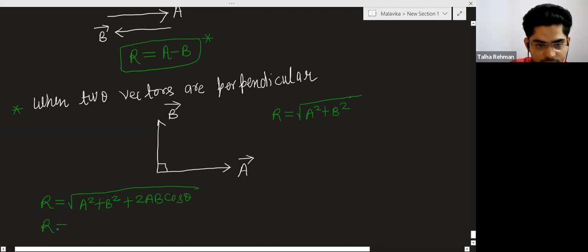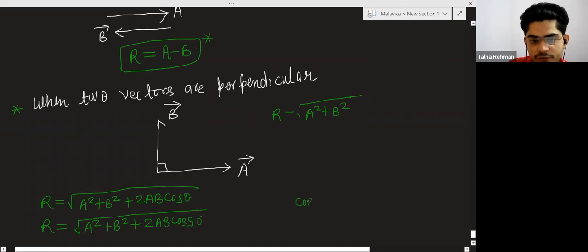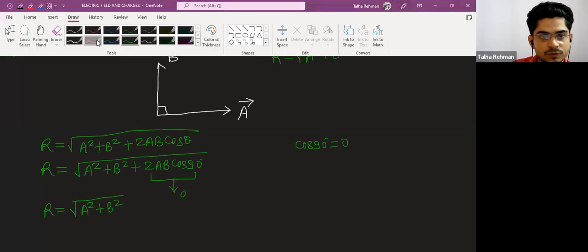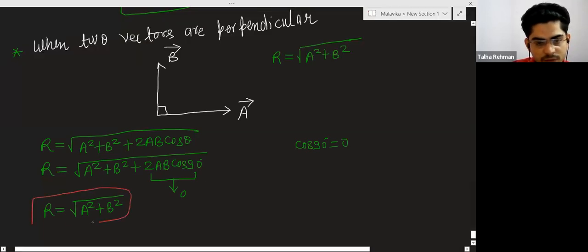So what will I do? I am writing magnitude of A square. This is A square, this is B square, plus this is 2AB cos 90 degree. And the value of cos 90 degree is equal to 0. So this whole term will become 0. Now we have only this A square plus B square. So you can remember this also.